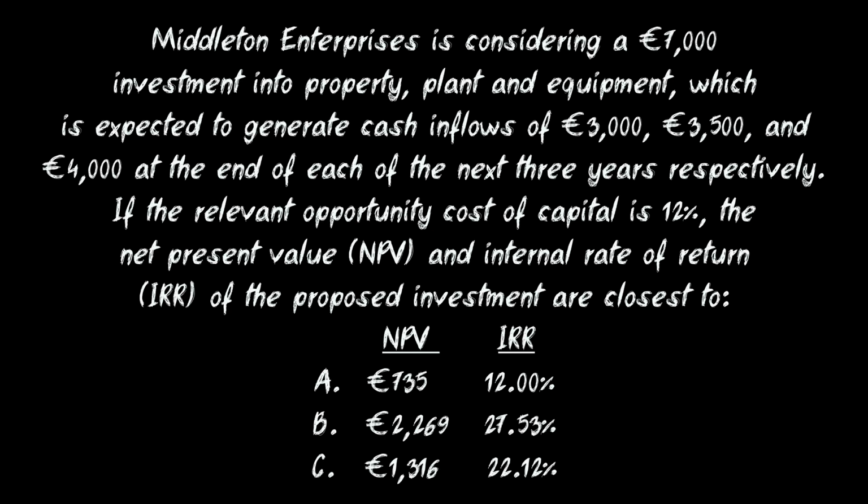Middleton Enterprises is considering a €7,000 investment into property, plant and equipment, which is expected to generate cash inflows of €3,000, €3,500 and €4,000 at the end of each of the next 3 years respectively. If the relevant opportunity cost of capital is 12%, the net present value NPV and internal rate of return IRR of the proposed investment are closest to, and what follows are three combinations of NPV and IRR results.